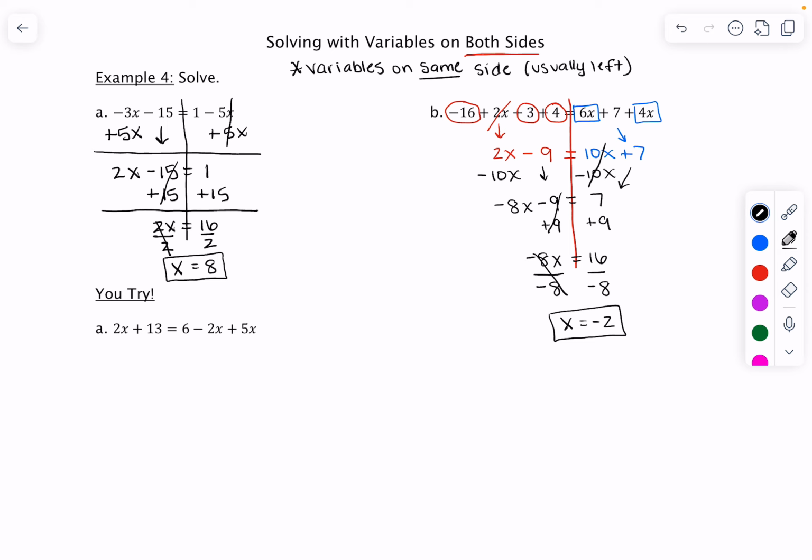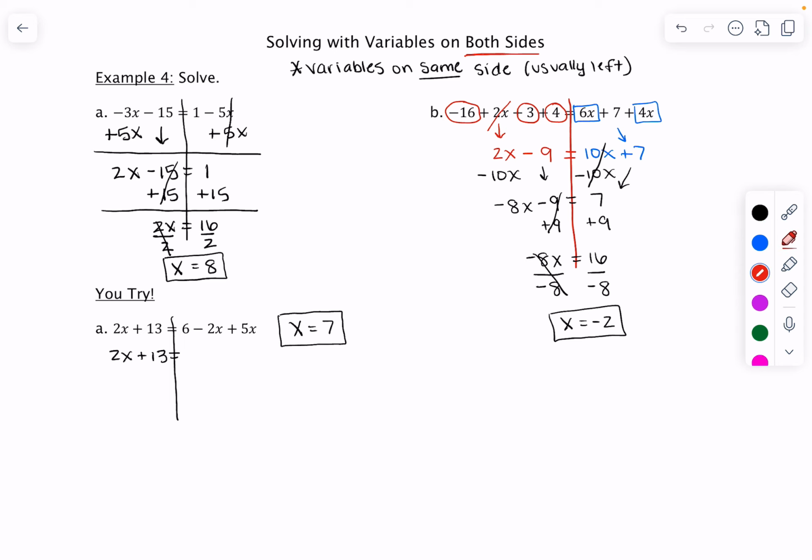So for this problem, you should get x equals 7. Now, I'm going to walk through this one because there is something really tricky that you may not have seen to do. You may have gotten x equals just regular 7, positive 7. So let's take a look at how we do this problem. On the left side, I have no like terms, so I can just rewrite the left side, 2x plus 13.